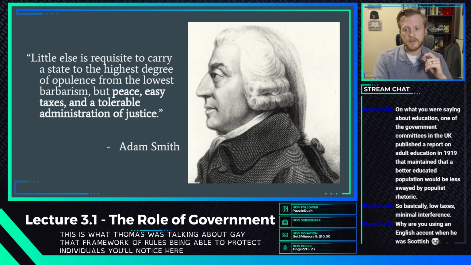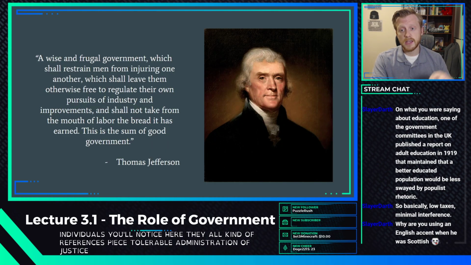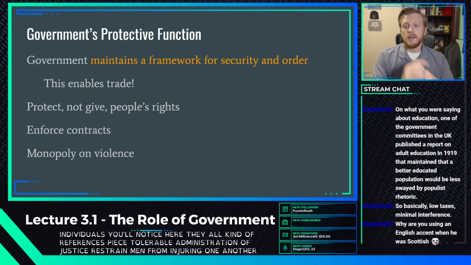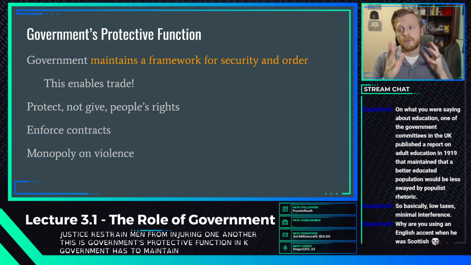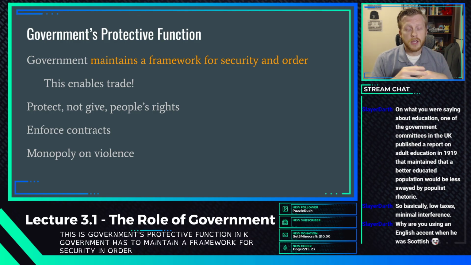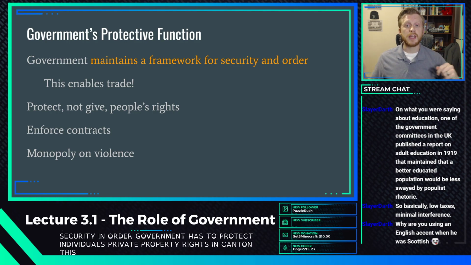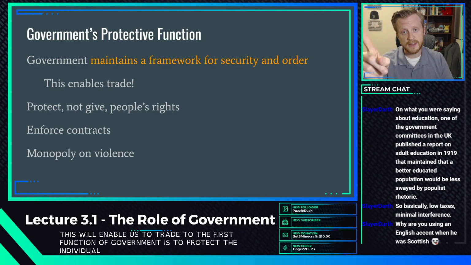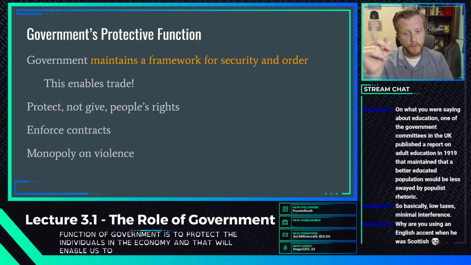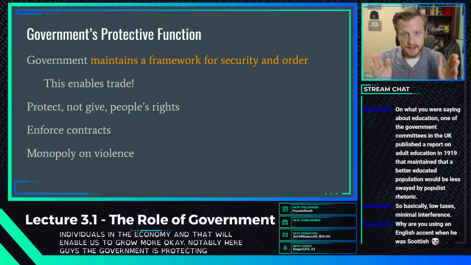You'll notice here they all reference this: peace, tolerable administration of justice, restrain men from injuring one another. This is government's protective function. Government has to maintain a framework for security and order. Government has to protect individuals' private property rights, okay? And this will enable us to trade. So the first function of government is to protect the individuals in the economy, and that will enable us to grow more.